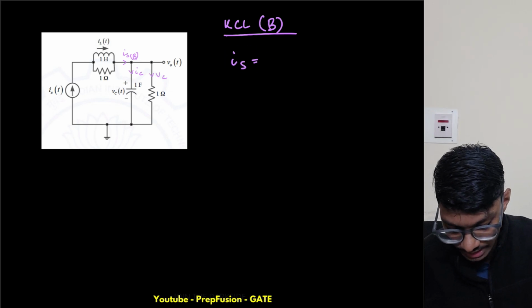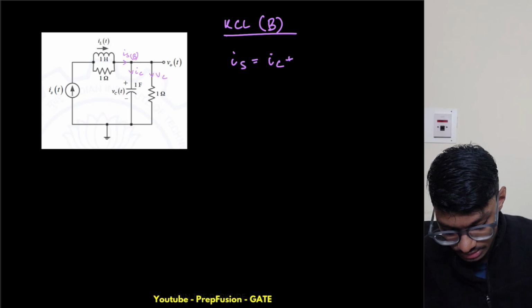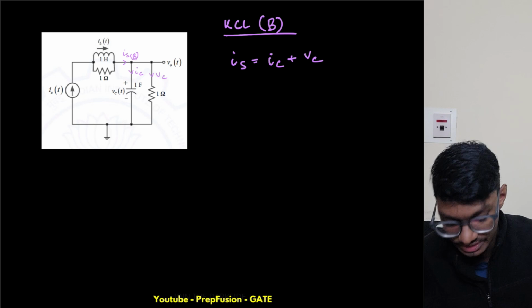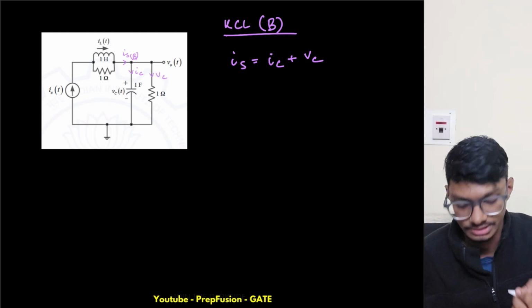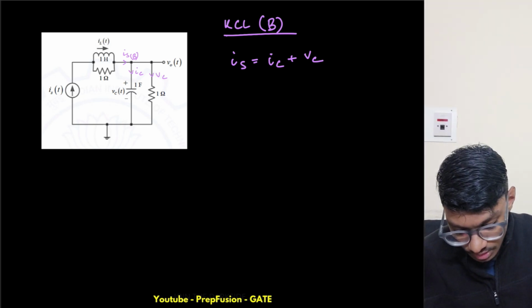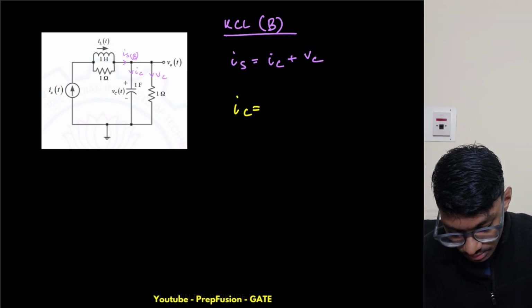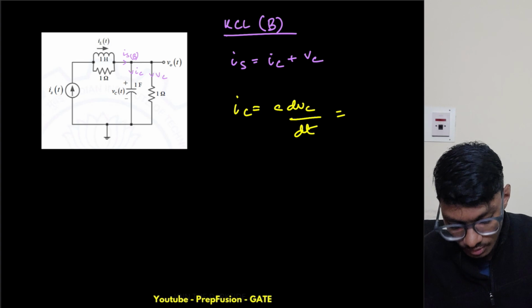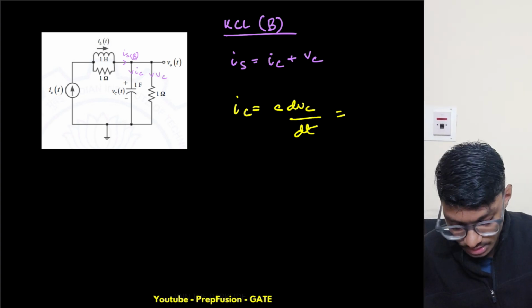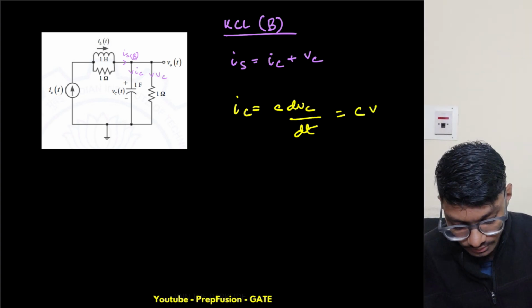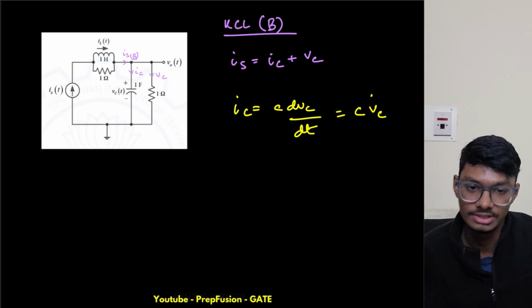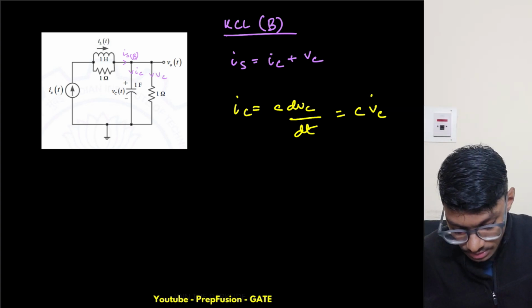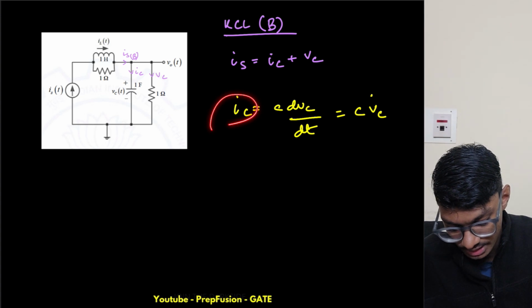KCL at node B, basically IS equals IC plus VC by 1, which is like VC itself, right? Now what is IC equal to? I can write IC equals C dVC by dt, where C is 1 farad, and I can write dVC by dt as VC dot. Now I can replace this IC here.